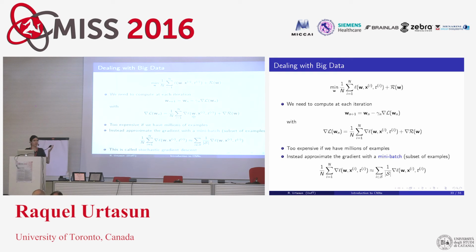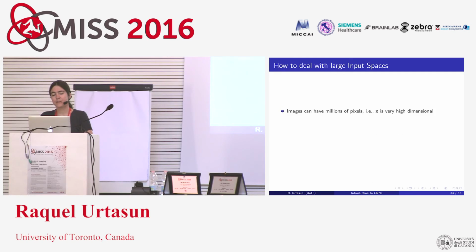Okay, so this is called stochastic gradient descent. Again, very intuitive, very simple what this is doing. And I say sampling, but this is not really sampling. Anyways. So the other thing is how do we deal with big, large input spaces?